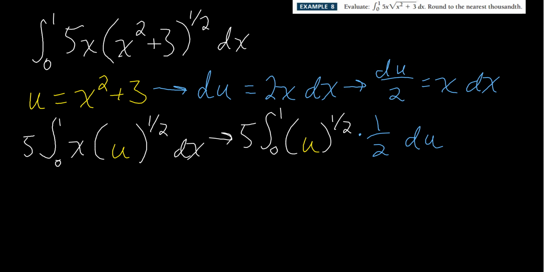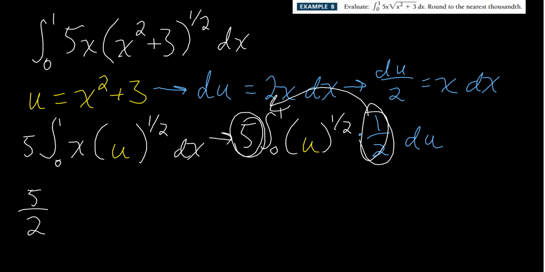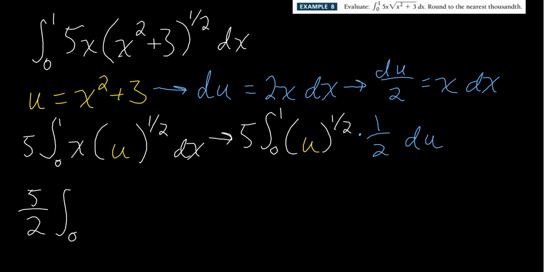Well, we have this 1/2, we have a constant here, and I know I can take the constant and put it out in front. So 5 times 1/2 is going to be 5 halves. So this particular problem now becomes 5 over 2. Again, that's 5 times 1/2 because I'm taking this 1/2 and putting it out front. The integral from 0 to 1 of u to the 1/2 du. So yeah, we're going to write that.